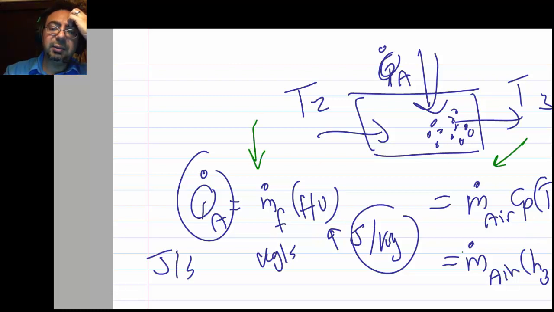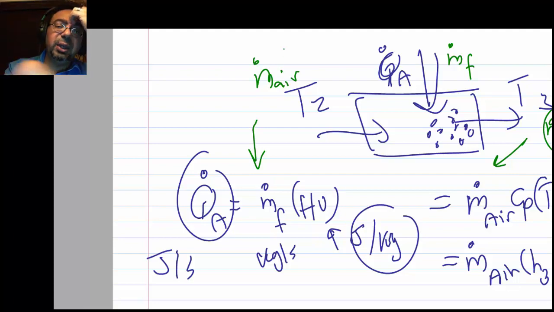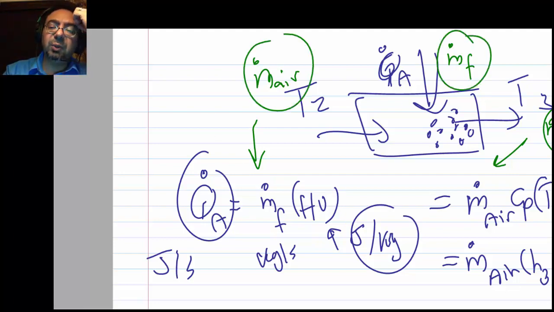I'll give you a hint. How much fuel are we adding here? M dot fuel. How much air is coming here? M dot air. How much is leaving? M dot air. Is it? Really? So we come in with m dot air, and we add fuel, and we still leave with m dot air. That's why you are saying it's m dot air times H3 minus H4. Is that correct? So it's not correct, right?